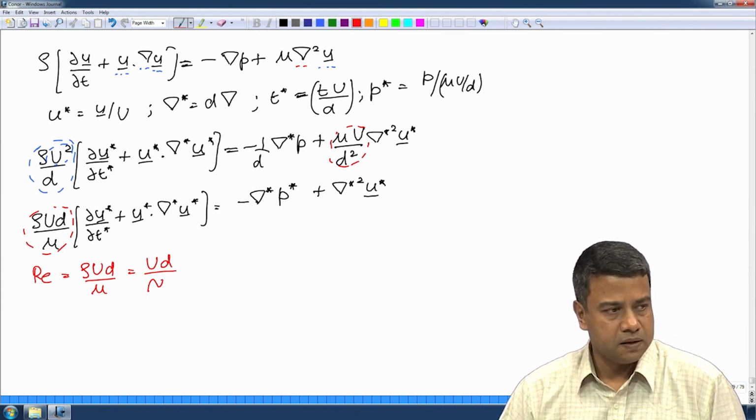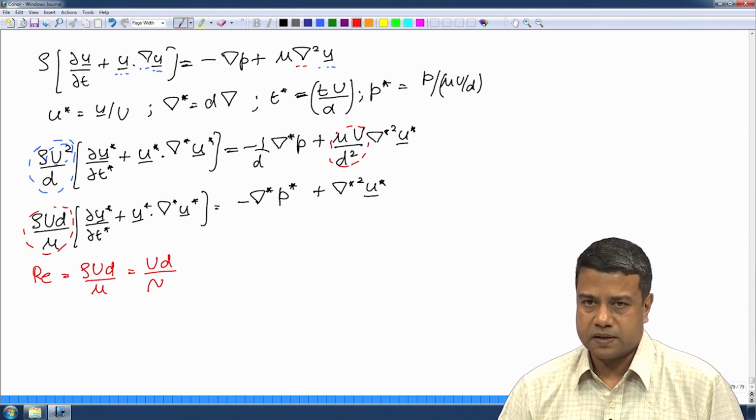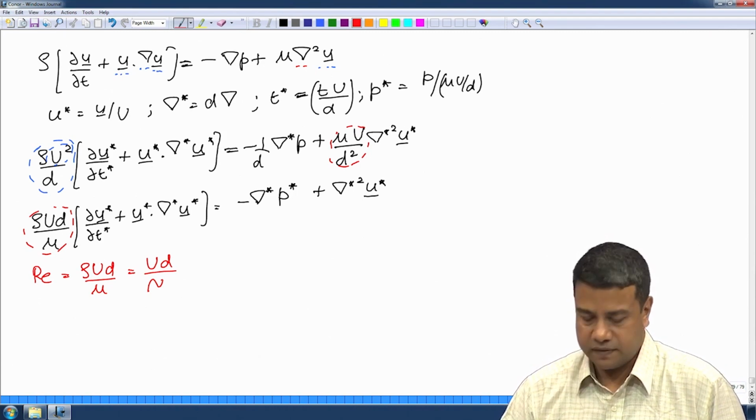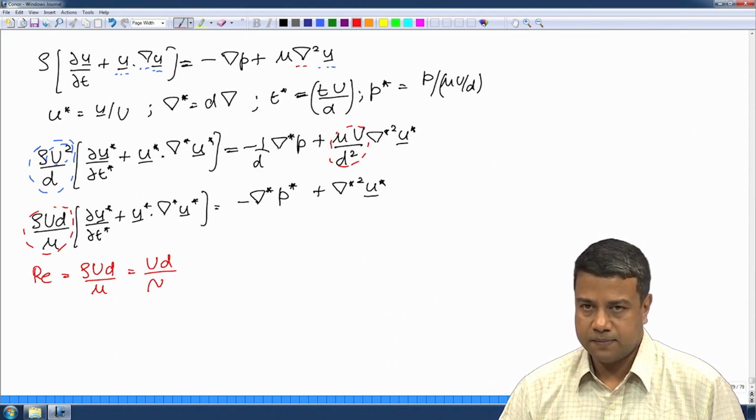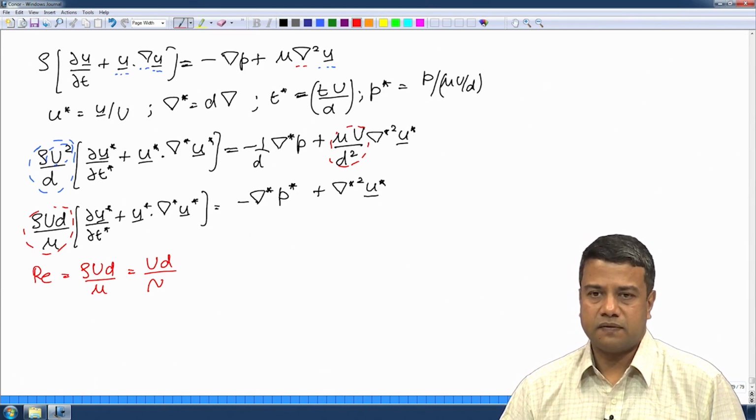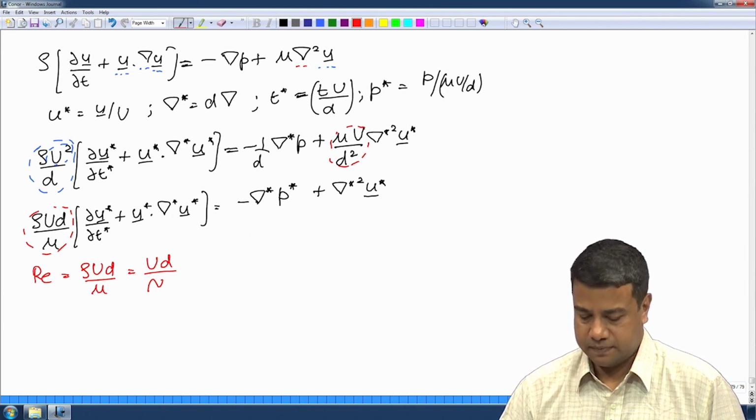So, all of these equations have a common structure. On the left side you have the Peclet number or the Reynolds number times the time derivative and the convective terms. On the right side you have the diffusive term.